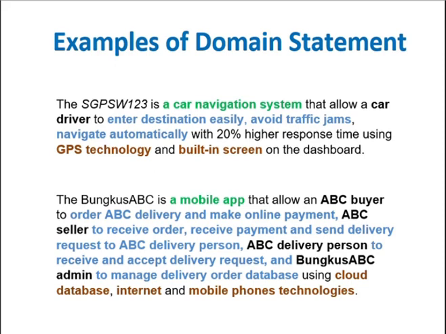Okay, and the ABC delivery person is the third category of user. So when this delivery person uses the app, they can receive and accept the request of delivering, and there is also the admin. Yeah, admin is also needed. So the technology that is involved, yeah, are database, internet, and also mobile phone. Yeah, so that is the kind of statement that you have to produce for your app to be built.